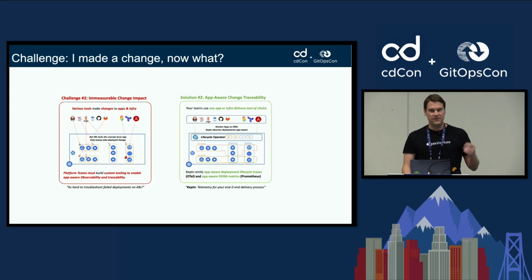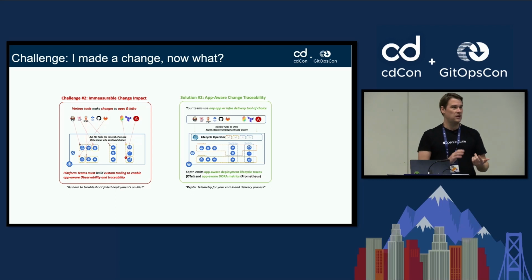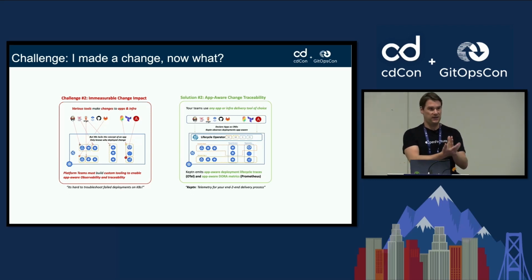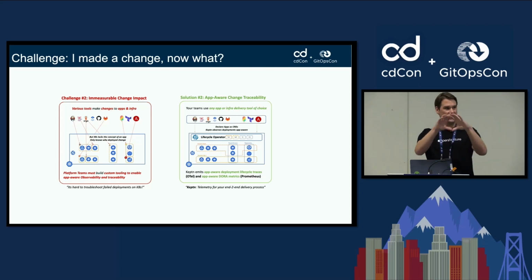The Lifecycle toolkit gives you full observability of everything that happens on your cluster at the deployment level because it emits OpenTelemetry metrics and OpenTelemetry traces. So as Argo does a sync, we build an OpenTelemetry trace of what that looks like. And I'll show you that in a moment.